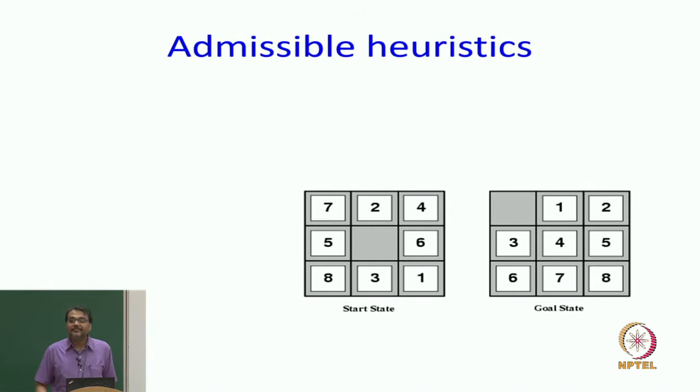Is he right? Does somebody feel that this is not an admissible heuristic, this is not an underestimate, he is missing something? Nobody? Why is he right? Can you prove that you would at least take these many steps? How would you prove that?